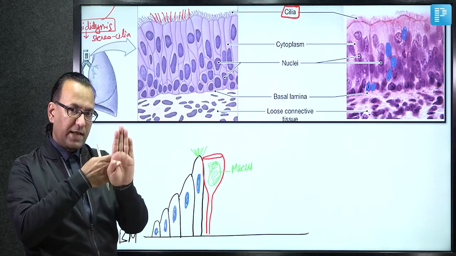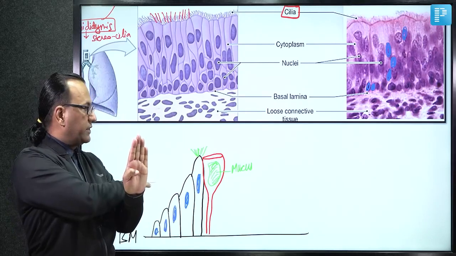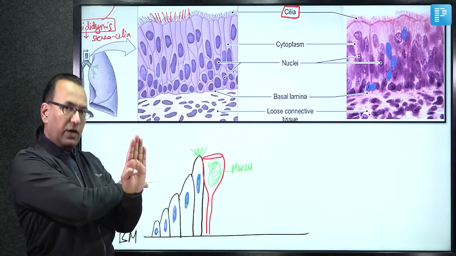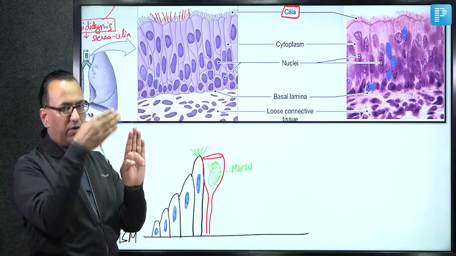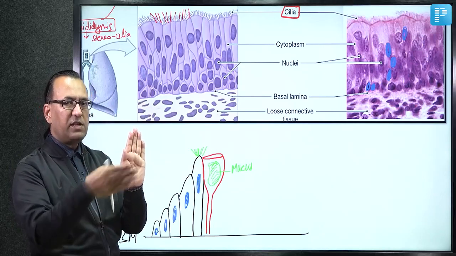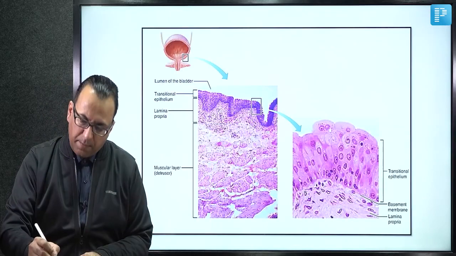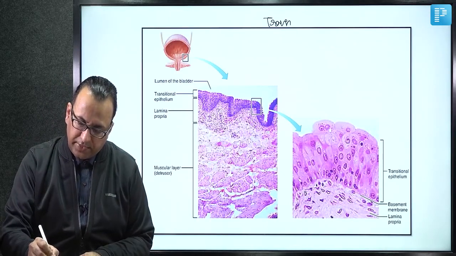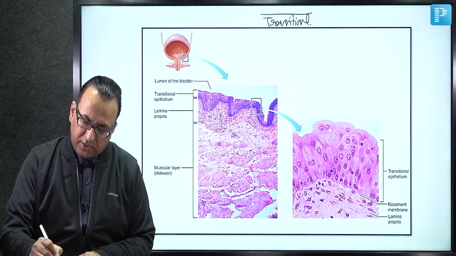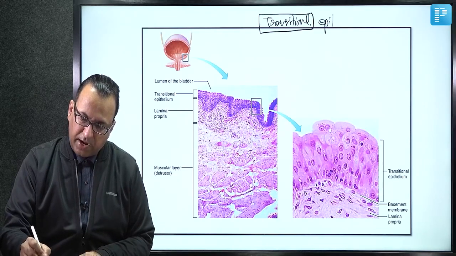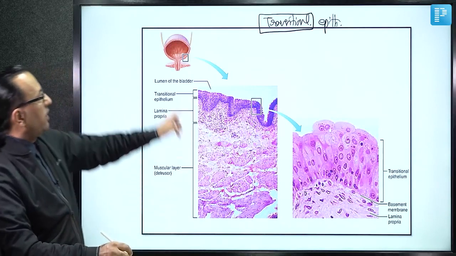The lid over the larynx will have pseudostratified ciliated columnar epithelium with goblet cells. Anteriorly, we already mentioned the lingual surface is just like the tongue epithelium, stratified squamous epithelium. Now, talking about the transitional epithelium, we have mentioned earlier that it is a stretchable epithelium, and one example we have seen was in the urinary bladder.